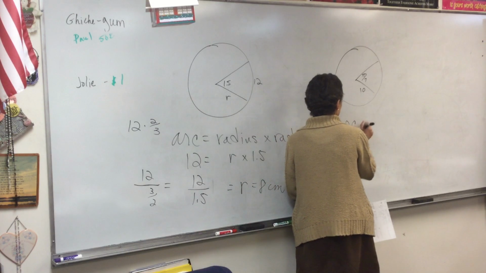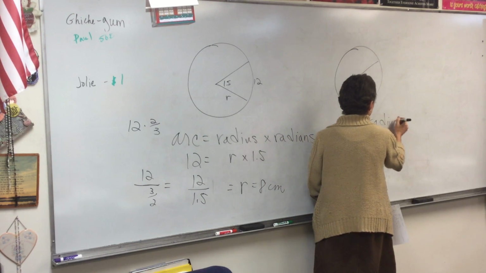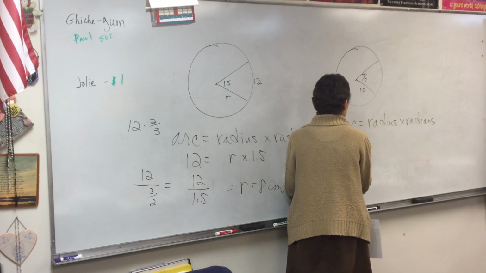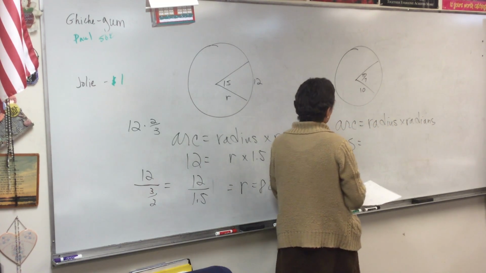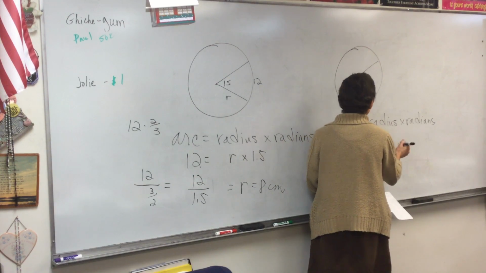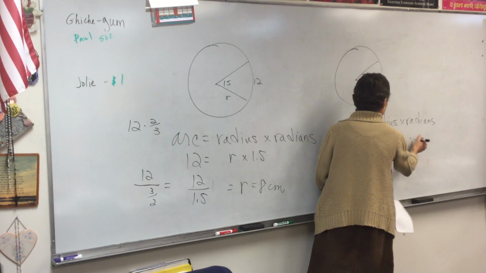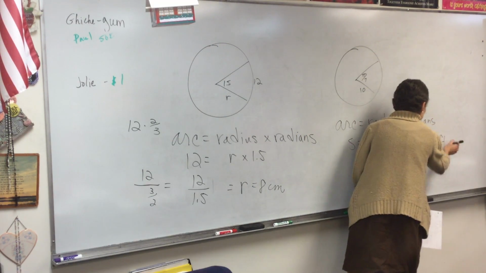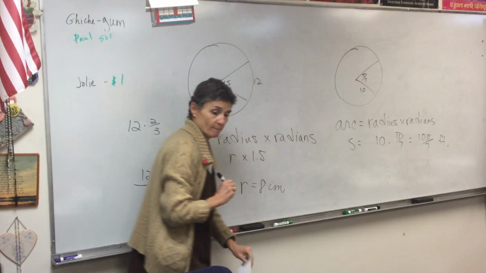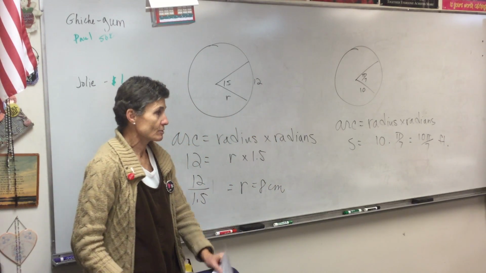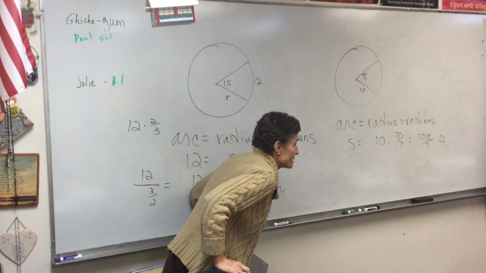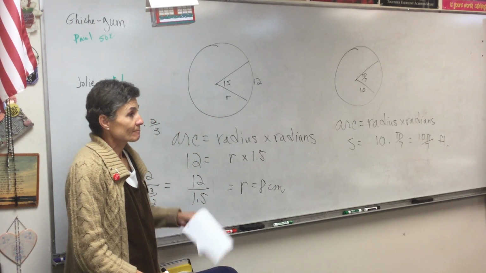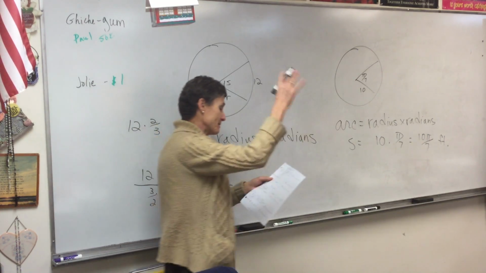So again, the formula says arc length equals radius times radians. So the arc length, I don't know what it is, but I know my radius is 10 and my radian measure is pi over 7. So 10 pi over 7 feet would be the answer to the question. Okay, all you whiners and complainers, that is not hard. Right? Okay, back up to the top quiz.